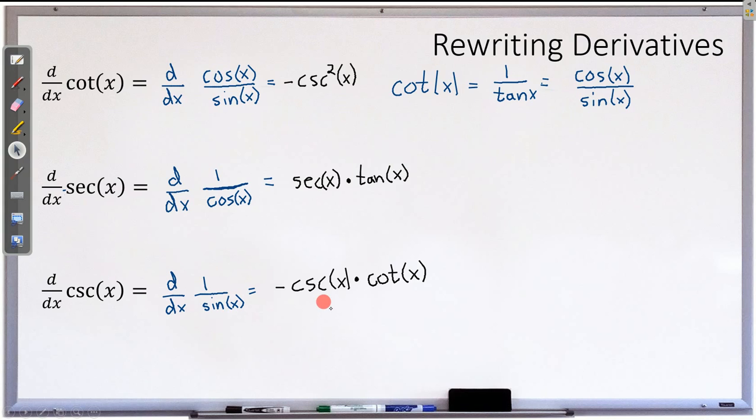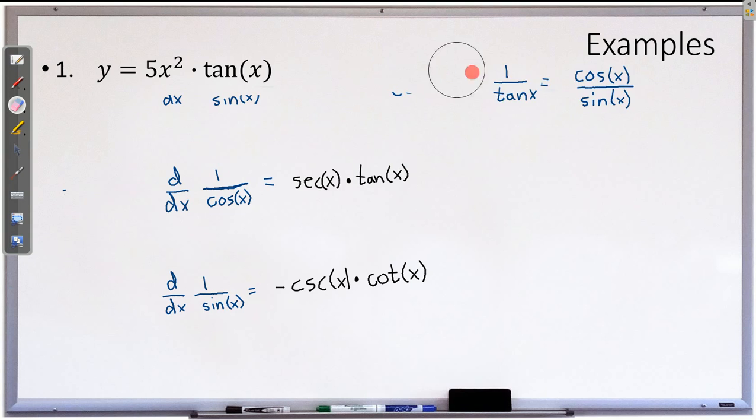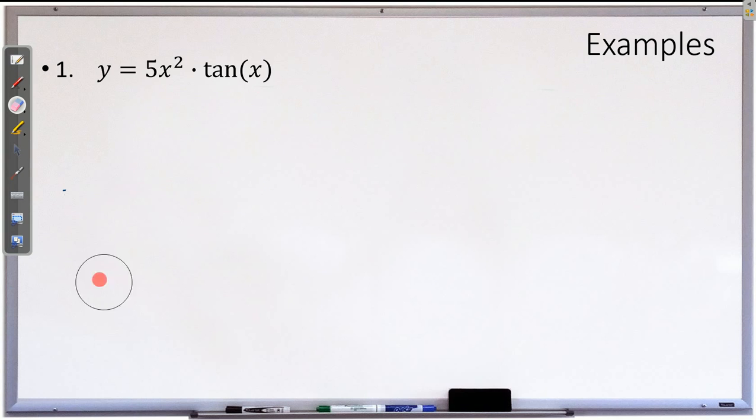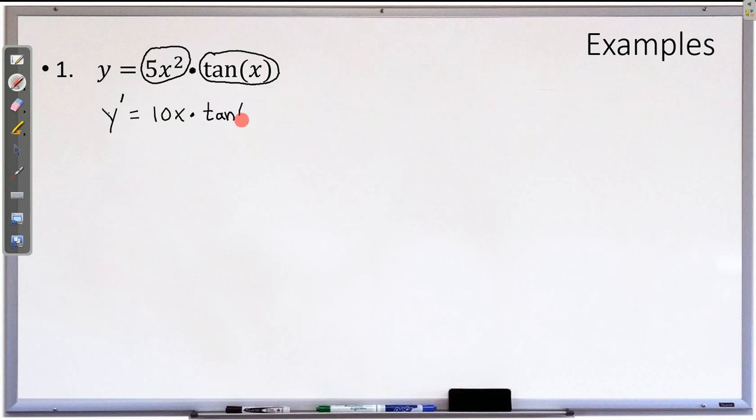All right. So now that we have these 4 new derivatives, we should be able to use them. So here is a function, y equals 5x squared times tangent x. What is the derivative y prime? Well, as you can see, I have one function here and one function here. They are multiplying. This is going to be a product rule. So the derivative of the first times the second plus the derivative of the second times the first. So we get 10x, that's the derivative of the first, times the second, plus the derivative of the second.